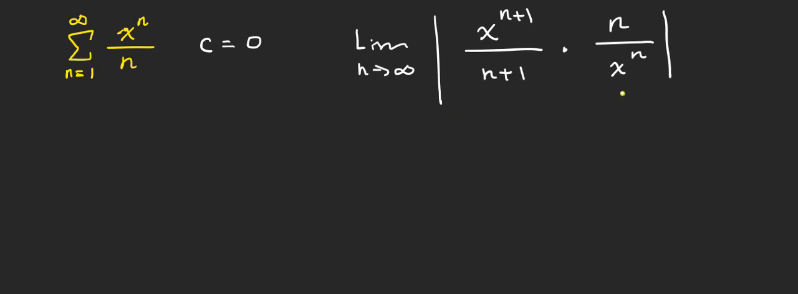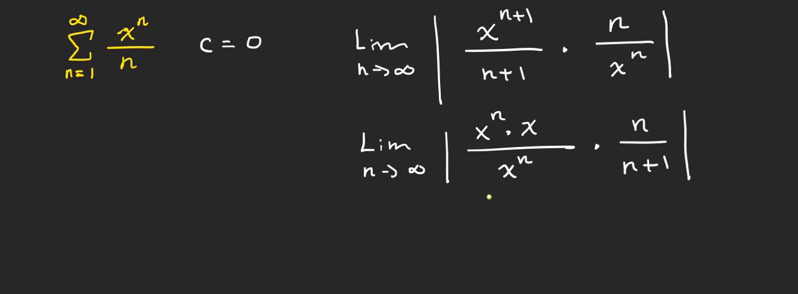So we need to do the ratio test. And when you simplify this, you get this. X to the n cancels out. And as n approaches infinity, you know that this will go to 1. By ratio test, in order for this to converge, absolute value of x has to be less than 1. So we know that the radius of convergence will be 1.